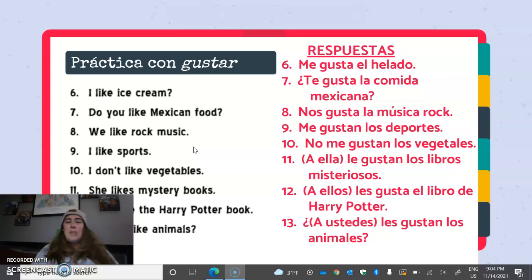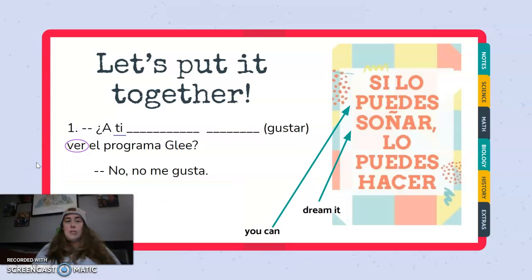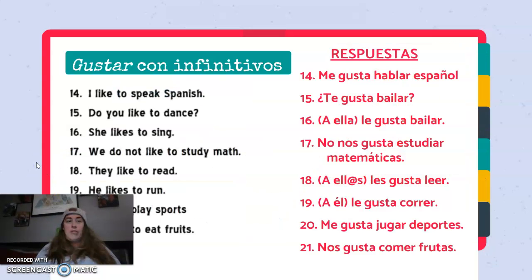She likes mystery books. So we could say a ella, or we could just say le gusta. Maybe, if I can go back here. I got really far ahead of myself.